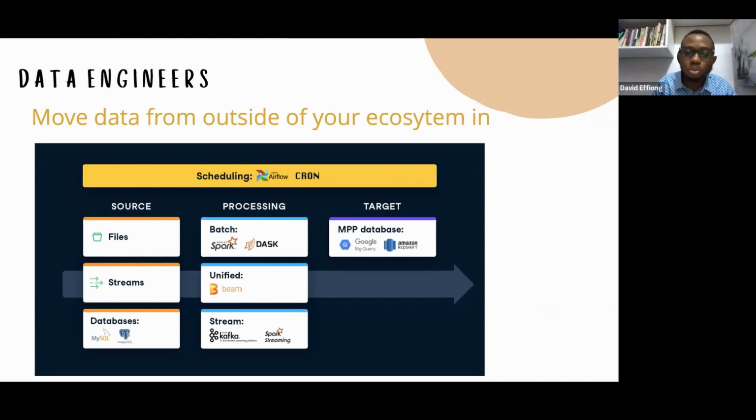He uses several tools: Kafka, Spark, Beam, Dagster. And then he's able to pre-process this data, clean it, arrange it, and then load it into a target place. From our image, we have Google BigQuery or Amazon Redshift, which is like a cloud database structure. So that's what he does.